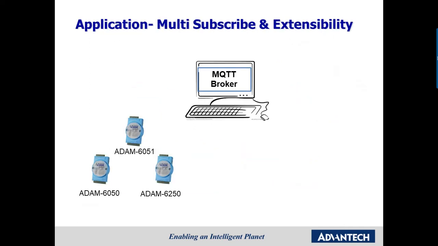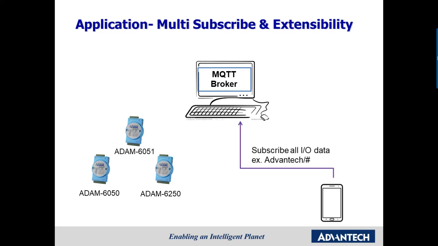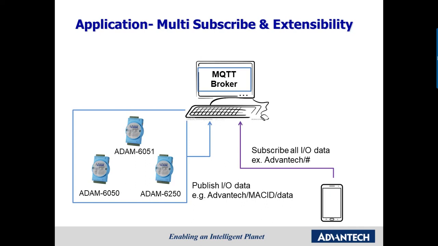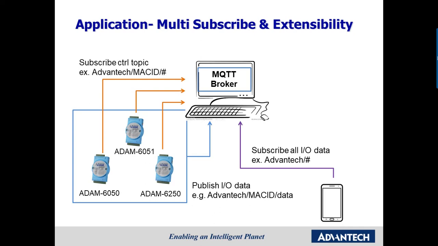Let's see the multi-subscribe and extensibility feature of MQTT with another application scenario. In a real application, there might be multiple devices in a controlled system. As in the example here, you can see there are 3 ADAM remote I/O modules. If the user wants to monitor all 3 ADAMs, he can subscribe to the MQTT topic by using a wildcard character, the hashtag. Just as the example Advantech/# illustrates here, then he can monitor those 3 ADAMs at the same time.